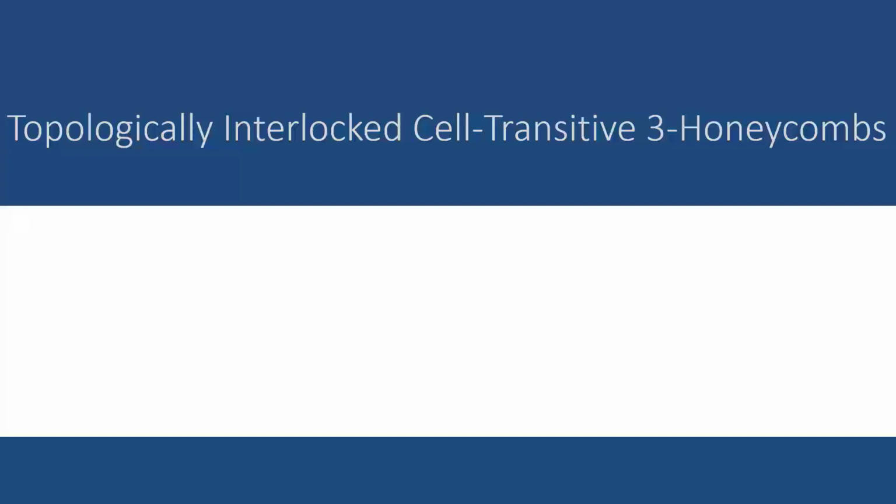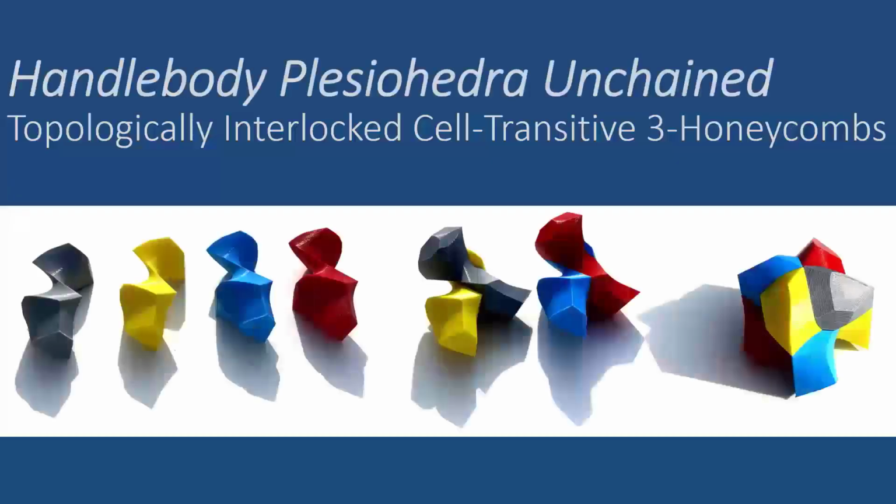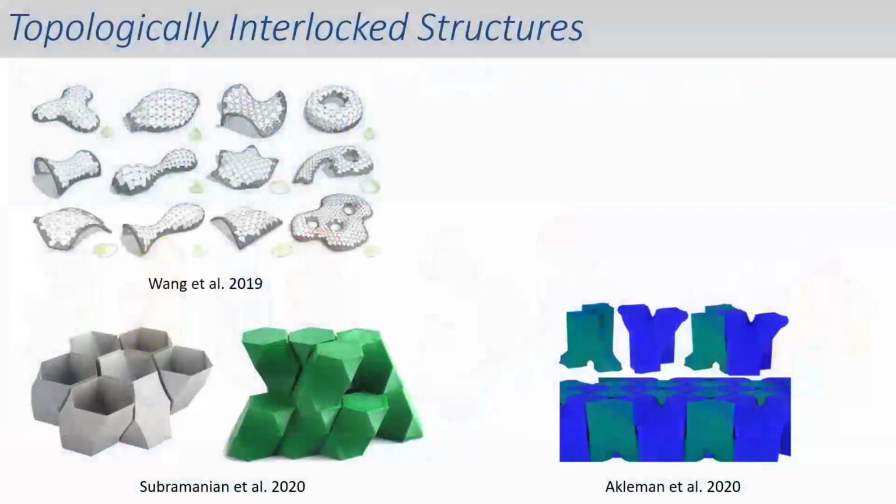In this paper, we present our work on topologically interlocked cell-transitive 3-honeycombs, which we call Handlebody Plesiohedra Unchained. The focus of our work is a class of architected materials known as topologically interlocked materials that are known for high impact resistance and energy absorption capabilities.